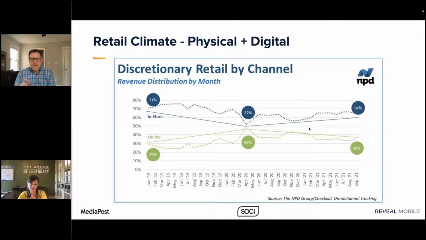Right down to the middle, you can see April of 2020. Basically, we know this story, but it's interesting to see it visualized. An equal number of us were shopping in store as we're shopping online. Of course, we had to. That was the nature of the beast.